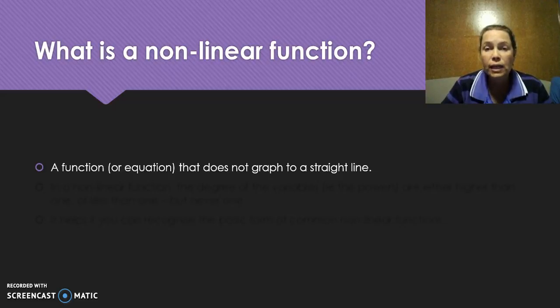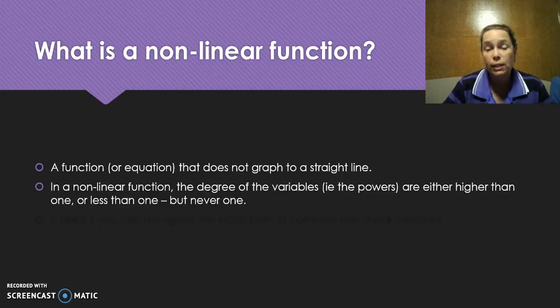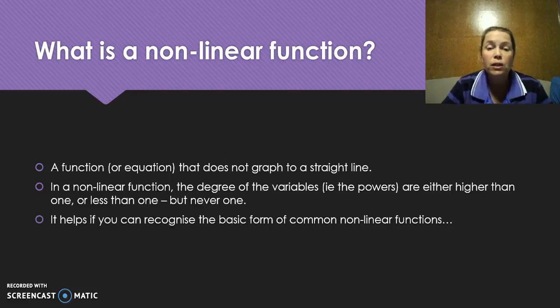In this case, it means that the degree of the variables, so that's the powers, are either higher than 1 or less than 1, but never 1, because if the power was 1, it would be a straight line. So it helps if you can recognize the basic form of the most common nonlinear functions, because that will have you one step ahead in the problems. So let's have a look.